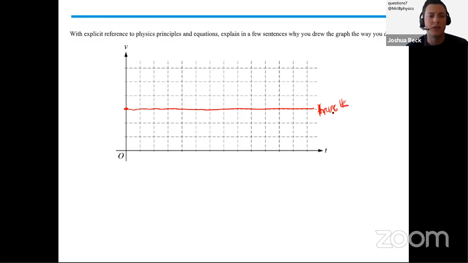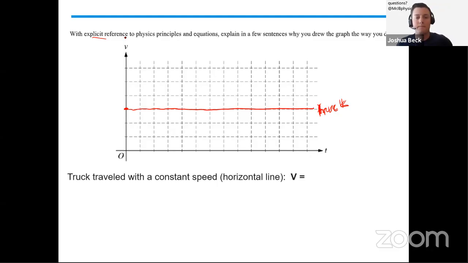Now, if you look at the question here, it says, use explicit reference to physics principles and equations to explain why you drew the graph the way that you did. Well, let's see. The truck traveled with a constant speed. Is that true? Yes. That was given in the problem. So if it travels with a constant speed, that's going to be a horizontal line. Now, some of you may be wondering, wait, shouldn't my line be going up if it's traveling at a constant speed, covering a bigger distance as it goes?